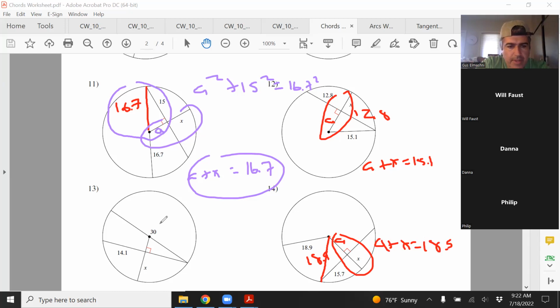And for 13, 30 is right in the center, so I'm guessing this is probably 15. There's also 14.1. Call this A. We're going to use Pythagorean theorem to solve for A, and then A plus X will equal the radius, which is 15.